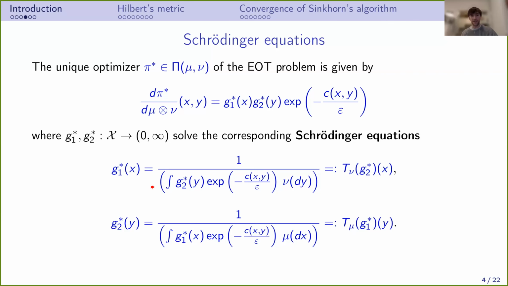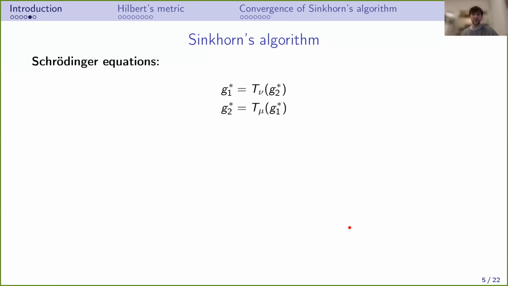So here, we consider this fraction as the output of an operator T nu evaluated at this function G2 star. And here at the bottom, similarly, this fraction is considered as the operator T mu evaluated at the function G1 star. Just introducing this notation, we can write the Schrödinger equations more simply as G1 star is equal to T nu of G2 star, and G2 star is equal to T mu of G1 star. So this is just a set of two equations.